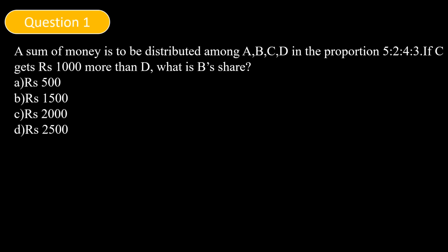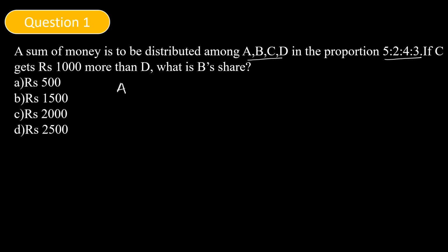A sum of money is to be distributed among A, B, C, D in the proportion 5:2:4:3. If C gets ₹1,000 more than D, what is B's share? It is said that the sum of money is to be distributed among A, B, C, D in the proportion 5:2:4:3.